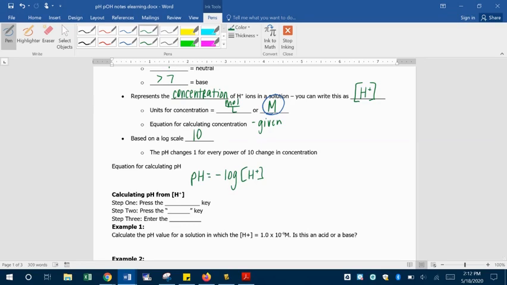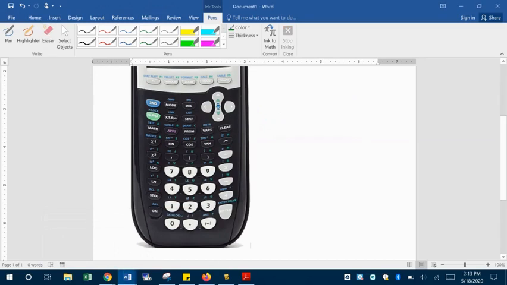Now, on your calculator, you're going to have 3 simple steps. The first is going to be to press the negative key, not the subtraction key. Next, you're going to press the log key, and then you're going to enter the concentration of hydrogen. So if you're using a TI-84, for example, let me show you where these buttons are on your calculator. So here is the negative key. Here is the log. And then you're going to enter the concentration of hydrogen ion.